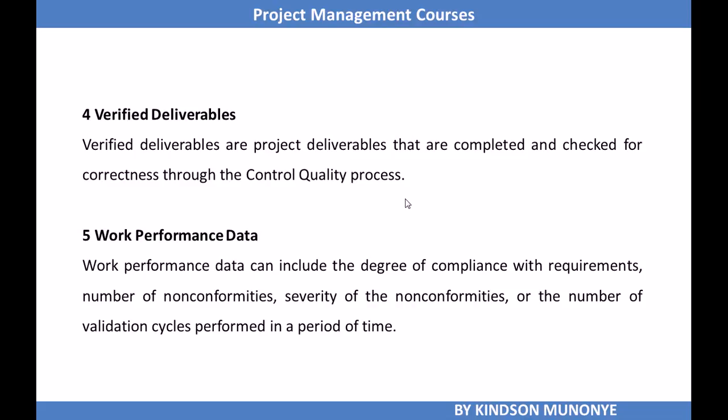They are project deliverables that are completed and checked for correctness through the Control Quality process. We need work performance data as input, which includes the degree of compliance with requirements, number of non-conformities, severity of non-conformities, or the number of validation cycles performed in the period. So work performance data are data gathered in the course of doing the work, the measurements taken, and the observations documented.